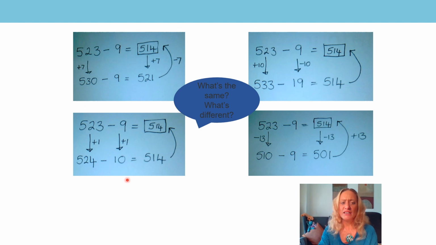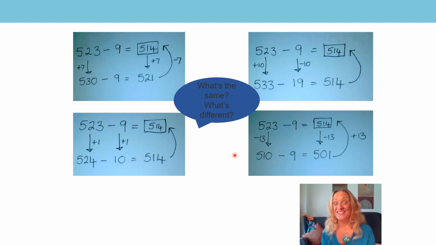In that case, does it make it easier? So I've got 24 subtract 10 instead of 23 subtract 9. Yes, that might be easier for some children, mightn't it? And so I know that my differences will stay the same. Brilliant.